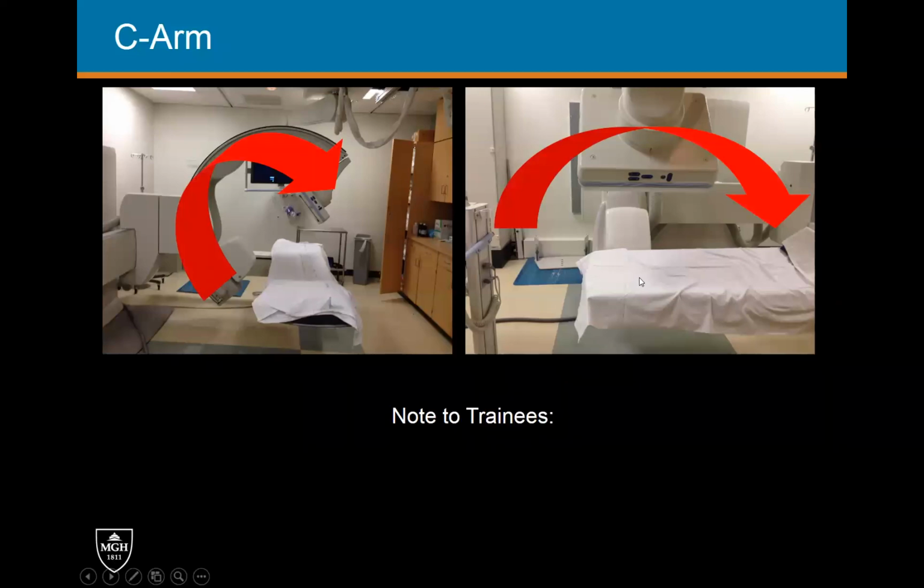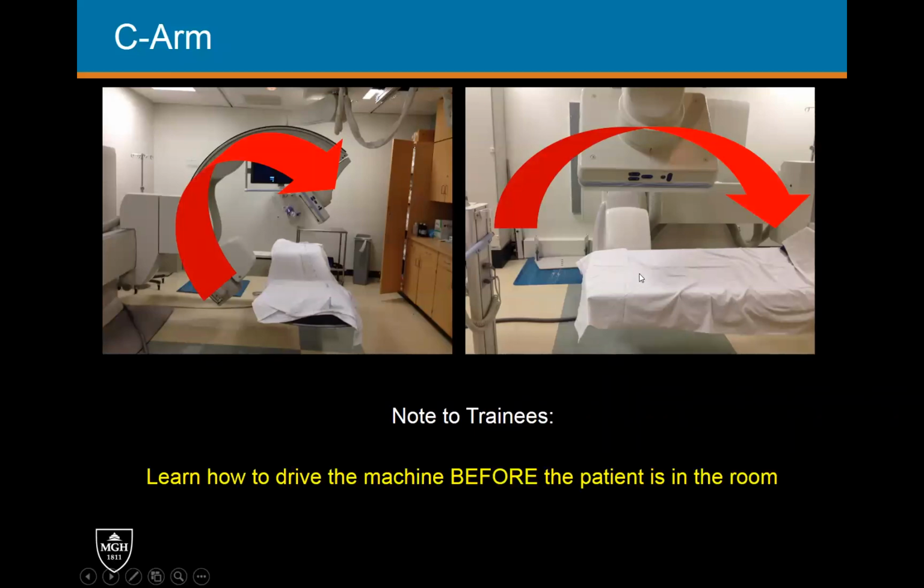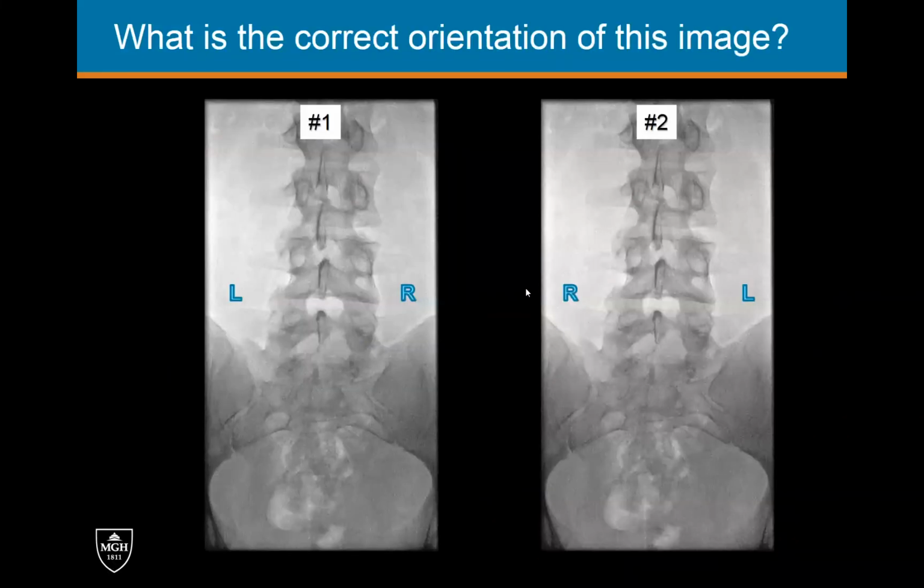All right, and just a note to the trainees: make sure you learn how to drive the machine before the patient is in the room. It's really terrible when you show up and you're just figuring that out. It decreases the patient's confidence in you so much. So before you do your first injection, always make sure you go in the room and figure out how to use all the controls and learn the limitations of your machine.